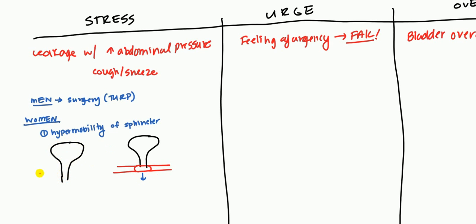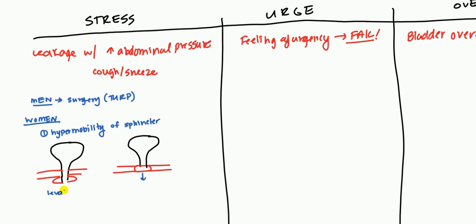So there's your bladder, right? And so here's your levator ani, the urogenital diaphragm. And so what's going to happen is the sphincter is going to be found below the levator ani. And so why this occurs is because of vaginal delivery. So mothers who have had a lot of babies tend to have this.